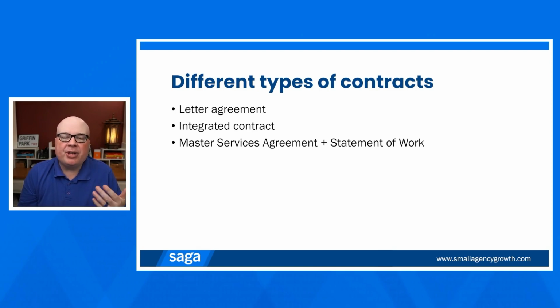But then as you look at more detailed legal documents, you would look at either an integrated contract, in other words, a single contract that covers everything from the terms and conditions to the scope of work, all together, one document. And that's probably, at least from what I've seen, the most common approach that agencies take in working with clients. But then we have the third way, which is, again, my preferred way of doing things.